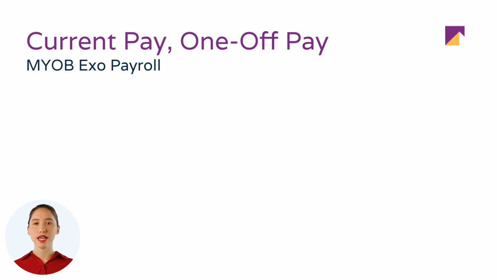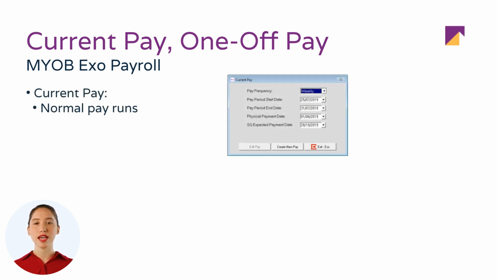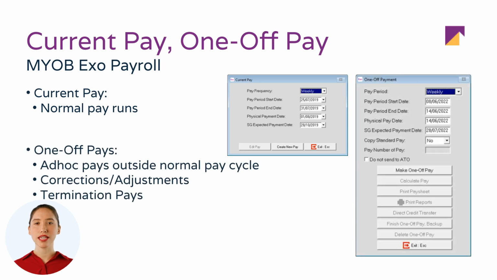In MYOB Exo Payroll, we use the current pay to process our normal pays for each pay cycle. We use one-off pays for ad hoc pays outside of a normal pay cycle, such as paying something we missed in the previous pay, paying an employee outside of a normal pay cycle, or making adjustments or corrections to previous pays. Depending on the circumstances, one-off pays are often used to process termination pays.